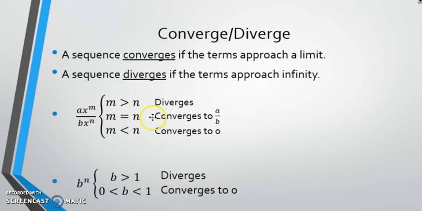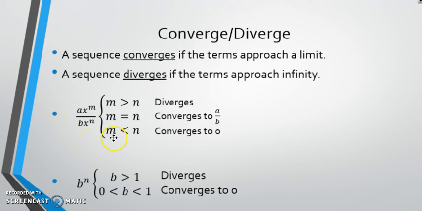If those exponents are equal to each other, if the m and n powers are equal, then you're going to use the coefficients of x. So if you had 3x squared over 2x squared, the exponents are both the second power, so you would just look at the coefficients out front, 3 over 2. And that would be the number that you have a horizontal asymptote at, and that's what your sequence is going to get closer and closer to. The numbers are going to get really close to 3/2, but never quite hit it.